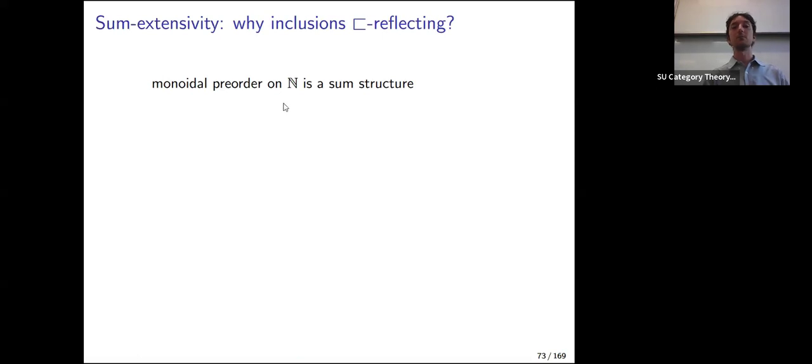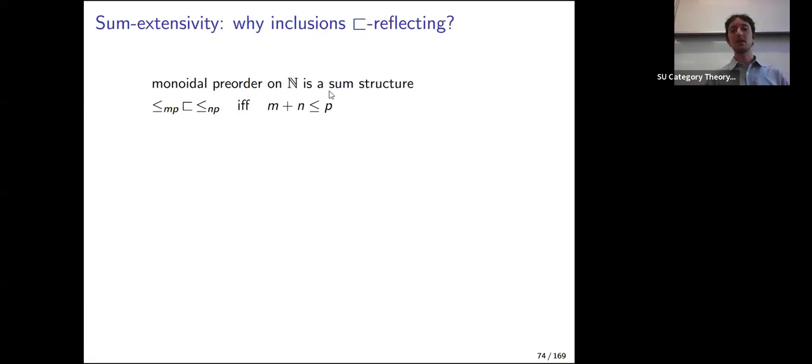That's the monoidal pre-order on the natural numbers. Here the objects are natural numbers: for each natural number, there's an object. Morphisms are given by the pre-order structure, so there's a morphism if and only if a natural number is less than or equal to another natural number. And then we impose a monoidal sum on this, which is just the sum of natural numbers.